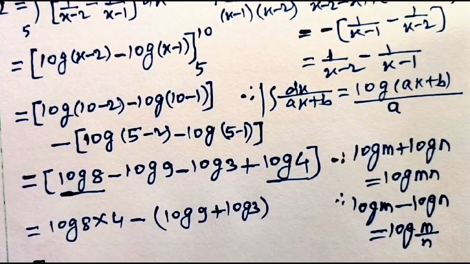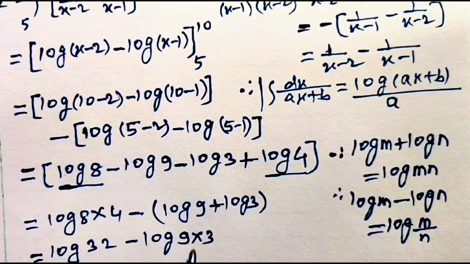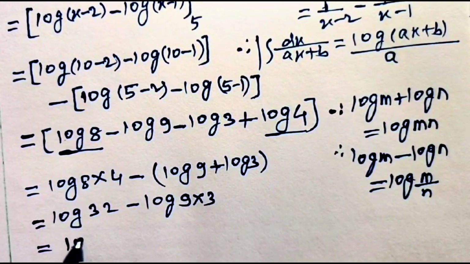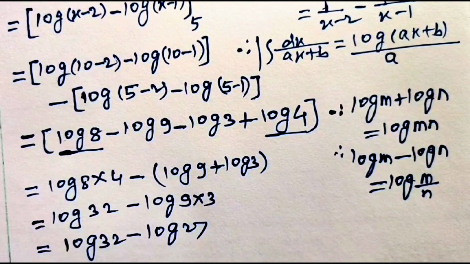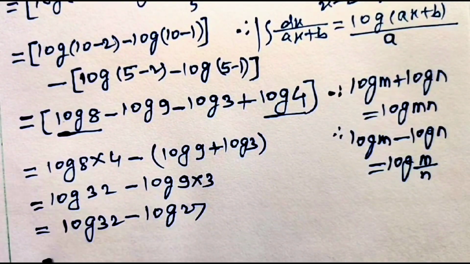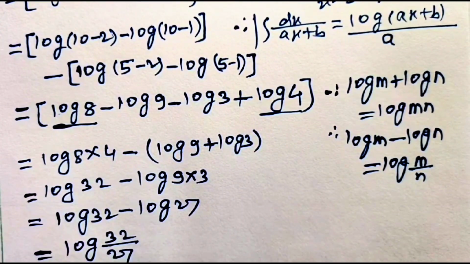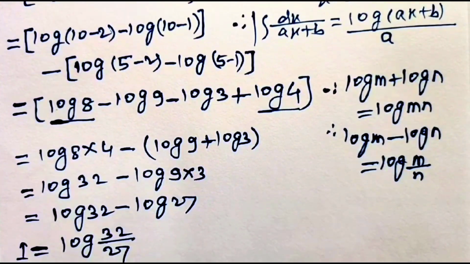So this is equal to logarithm of 8 into 4, which is 32, minus logarithm of 9 into 3, which is 27. So this is equal to logarithm of 32 minus logarithm of 27. And now you can apply this property of logarithm. So this is equal to logarithm of 32 divided by 27. This is the value of integral I, which is the final answer.